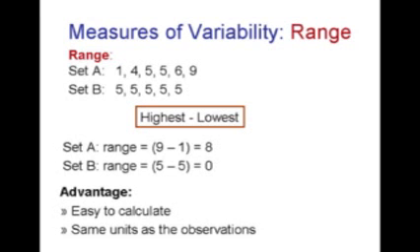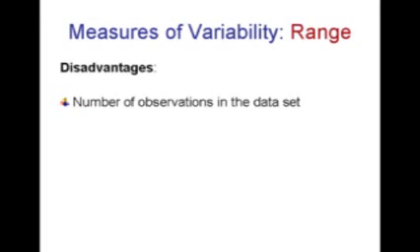The advantage of calculating range is that it is an easy measurement to take. You simply need the largest and the smallest numbers to complete the calculation. Also, no conversion between units is necessary, therefore, the range is always in the same units as the observations. There are several disadvantages when using the range as a measure of variability.